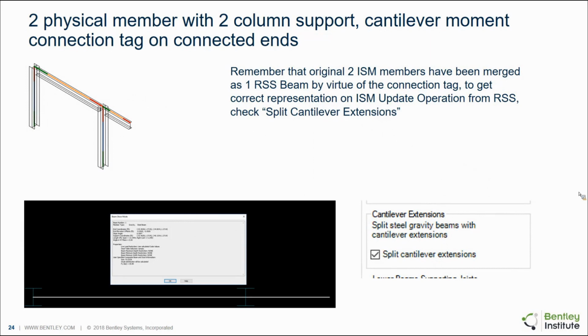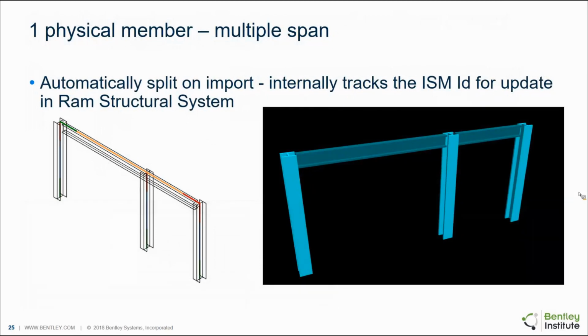But be mindful that in the ISM repository that's produced, the main span and the extension were actually split into 2. So when you go to your ISM update operation, to get it to operate smoothly you want to ensure you check split cantilever extension, and it will recognize the internal ISM ID and update properly.